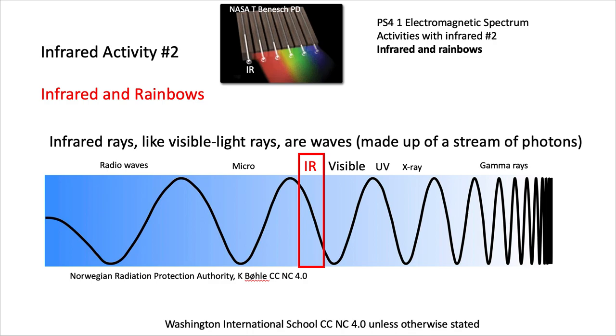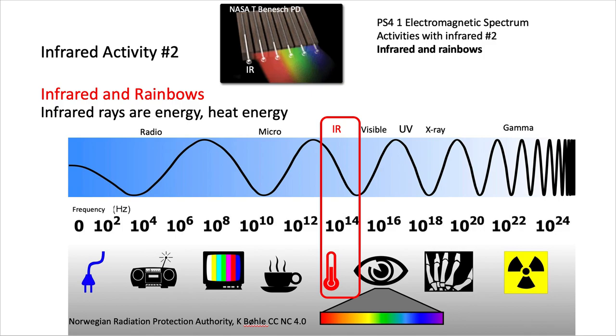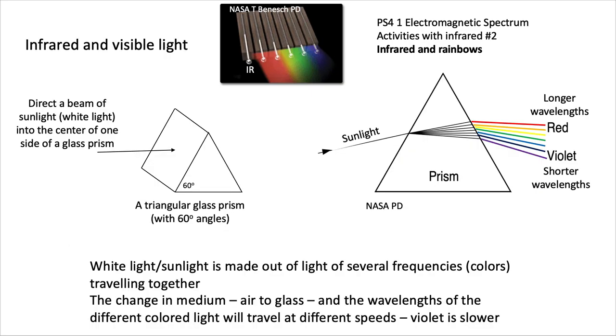a particular wavelength. They are part of the electromagnetic spectrum from radio waves all the way through to tiny gamma rays. And infrared rays are energy, described as heat energy. But first we're going to look at the visible light part of the spectrum.